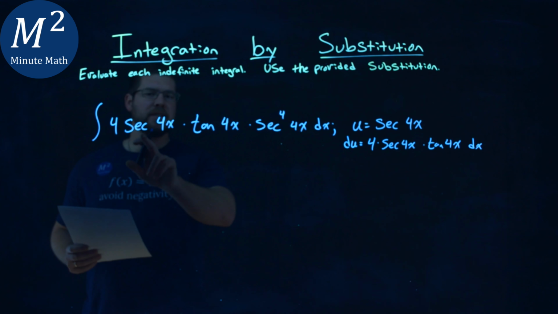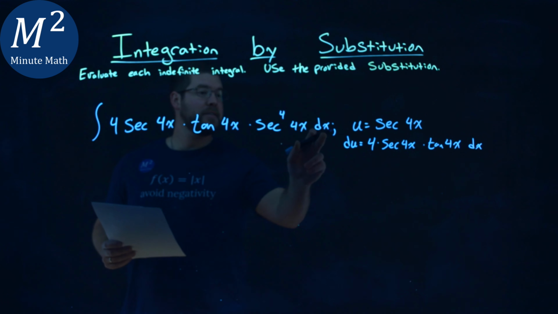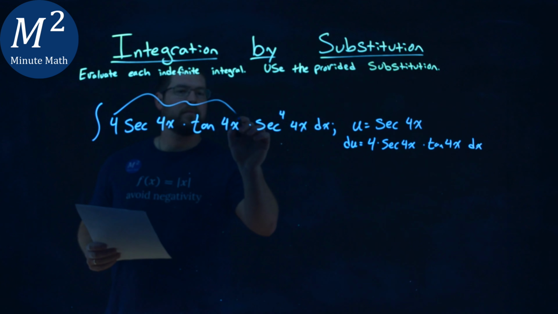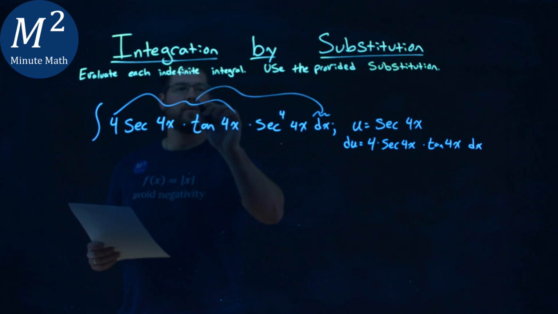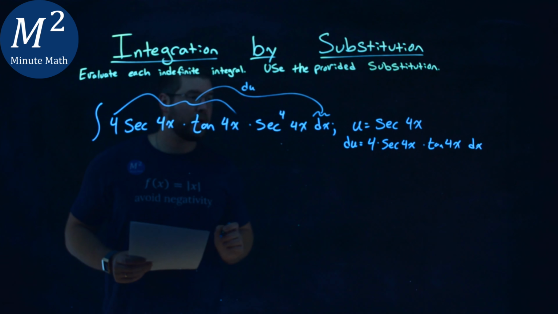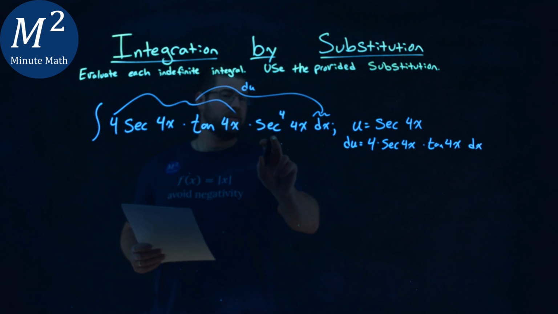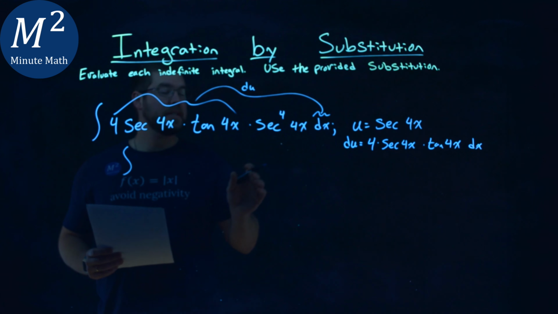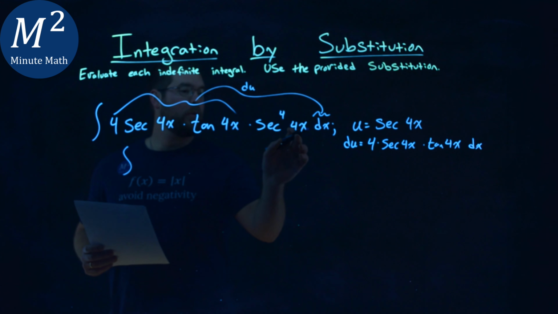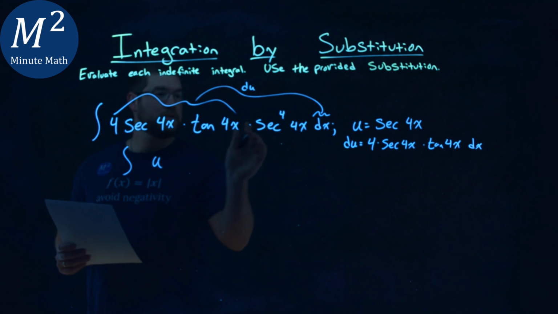Notice we have that 4 secant of 4x tangent of 4x dx is just that du right here. Put that together, that's the du right there. And then our u is just that secant of 4x. So this whole thing actually boils down to something fairly simple here. The secant of 4x is the u value, so we have u to the 4th power, and everything else is just that du. Now, doesn't that look like a much easier integral to solve?